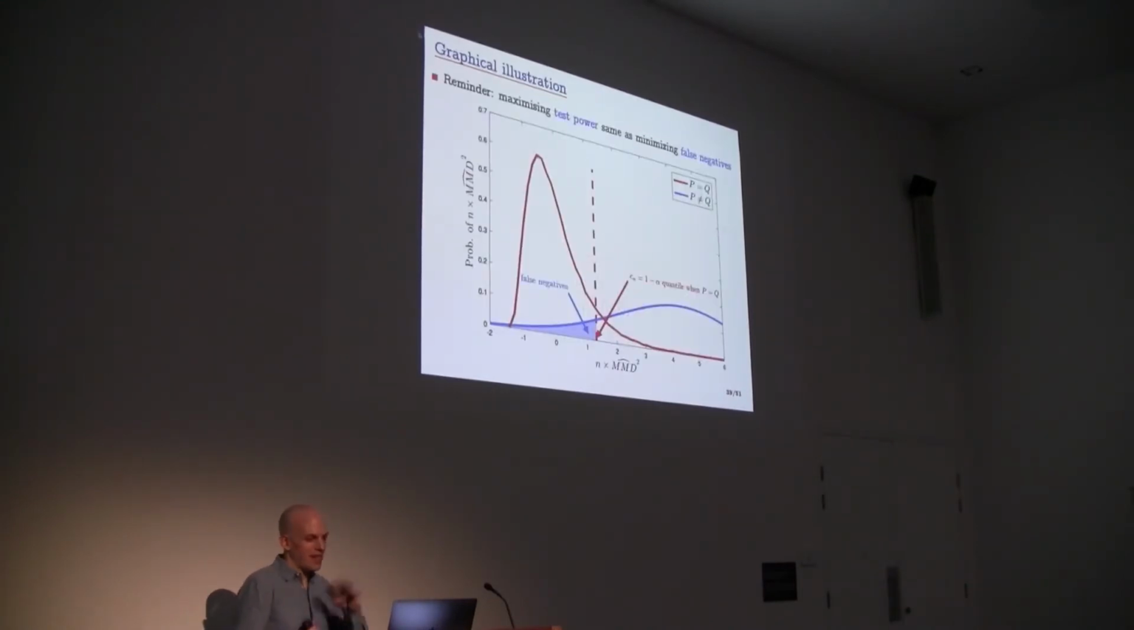I just wanted to put this figure up again to remind people what we're doing here. We're basically taking this blue curve, pushing it as far to the right as we can, and making the variance as narrow as we can. So that's what we're doing.